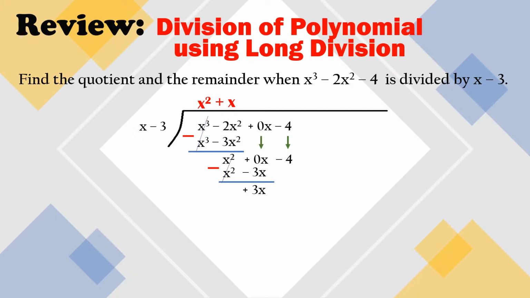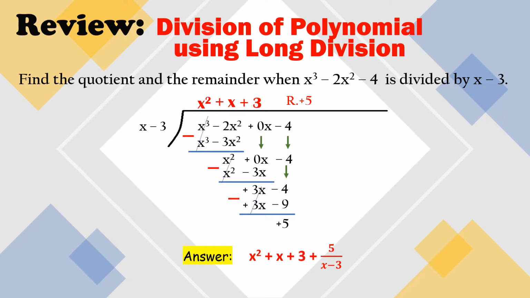So we will have positive 3x, then bring down negative 4. Then we divide again, so we will have 3x divided by x is 3. Multiply, so we will have 3x minus 9. Then we subtract, we will have 5. Since there's no more terms to bring down, 5 will be our remainder. So our answer will be x squared plus x plus 3 plus 5 over x minus 3. Obviously, it is called long division because the process takes long.